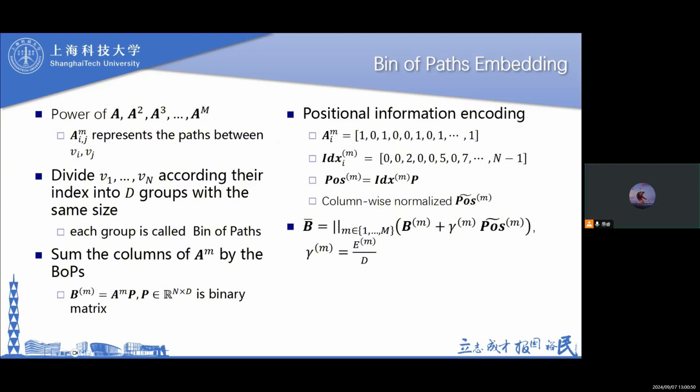We get the index matrix here, whose elements are the subscripts of non-zero elements in A^M. We then sum up the columns of the index matrix and do normalization to get the position matrix. After that, we do the weighted sum of matrix B and the position matrix here for different powers of A, and finally concatenate them to get the final embedding.